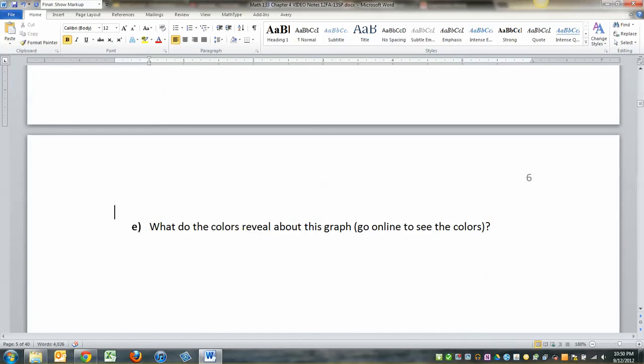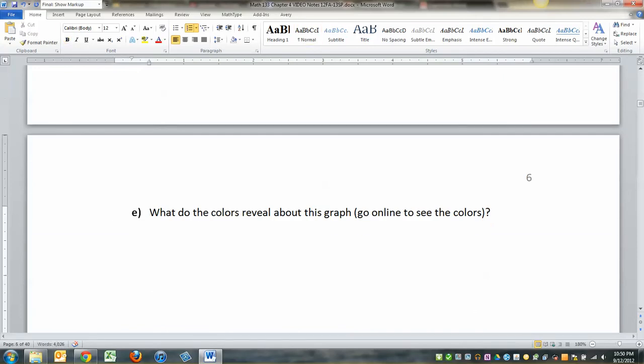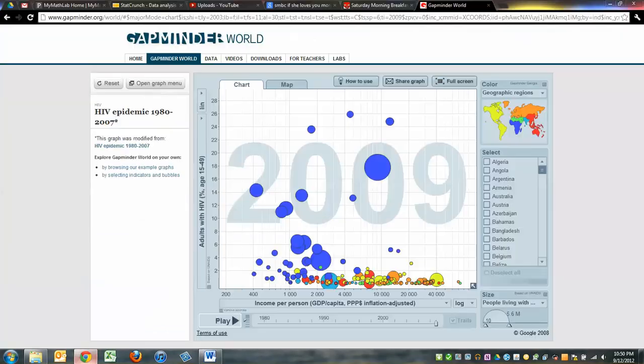Moving on. So what do the colors reveal? And this is one of the fabulous things. Gapminder is just one of the most awesome things ever. So the colors reveal, as you can see, different areas. So if you go over here, see the blinking? Down here, watch. These will blink.